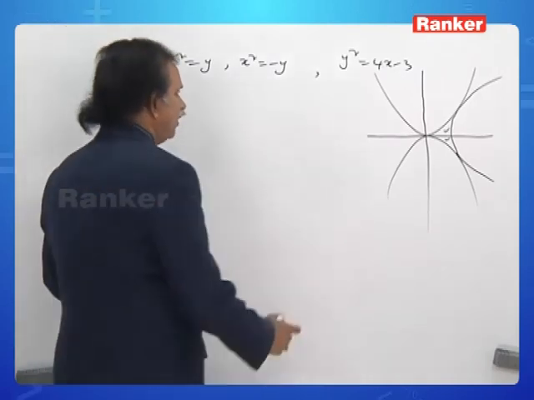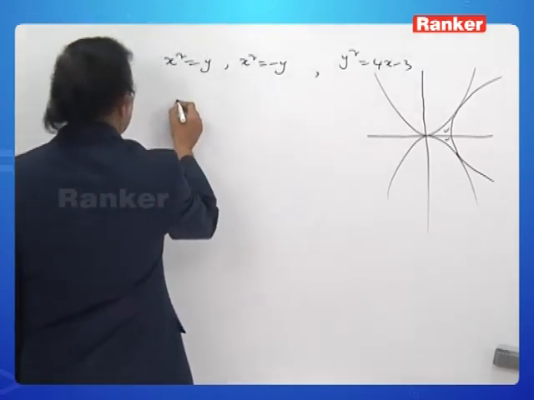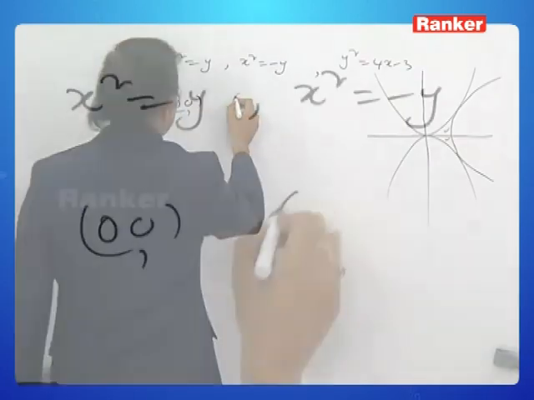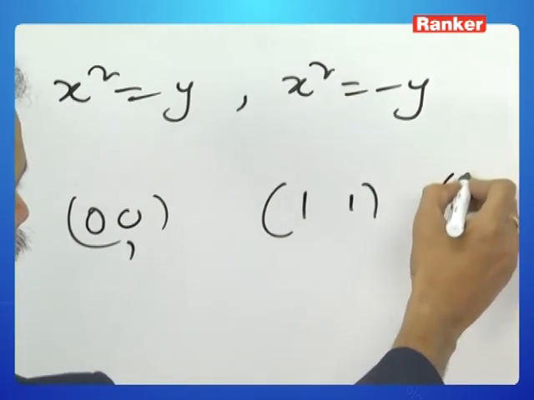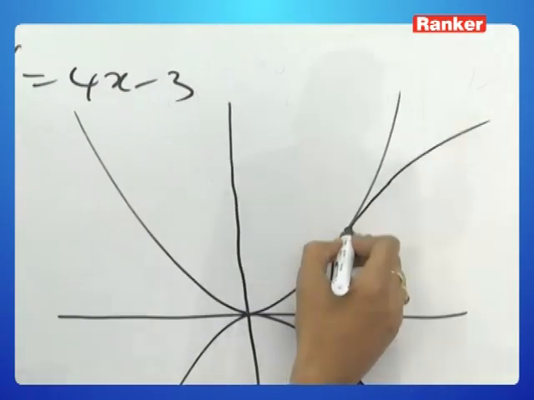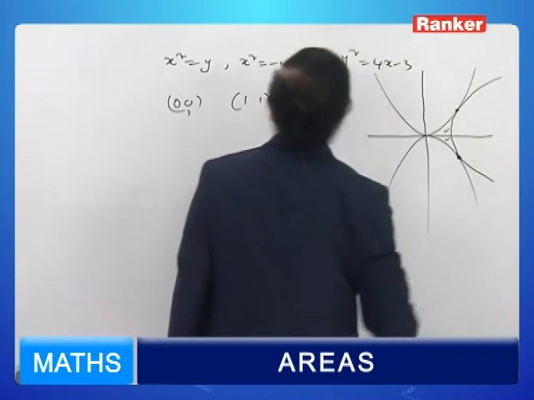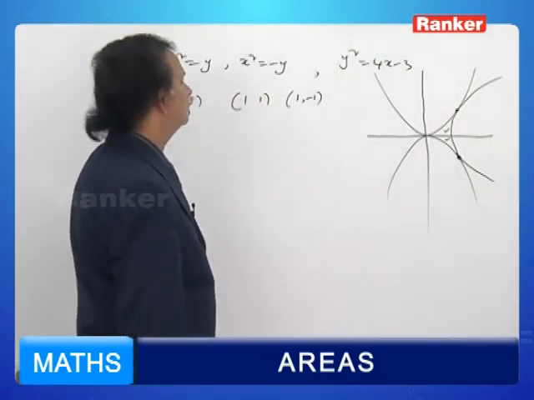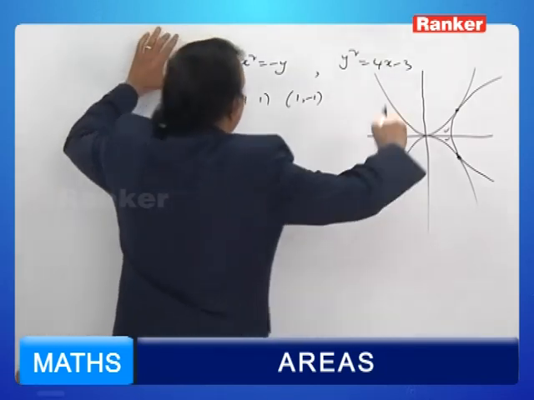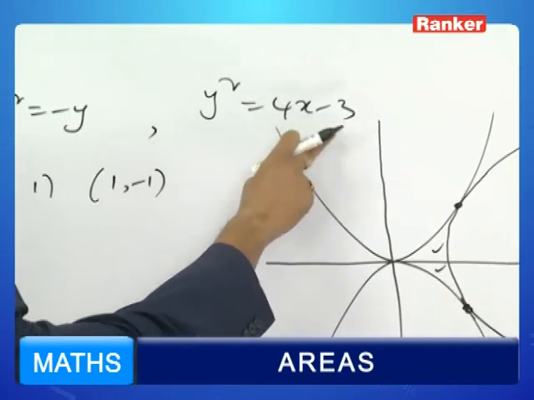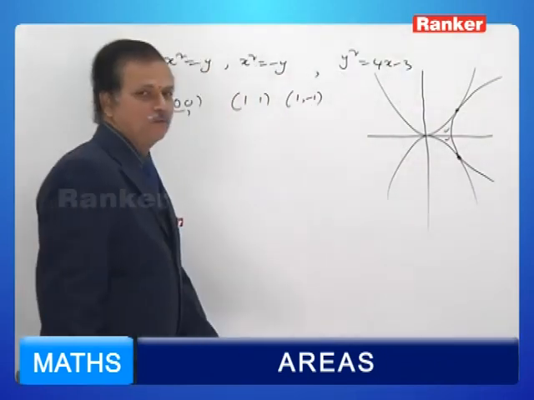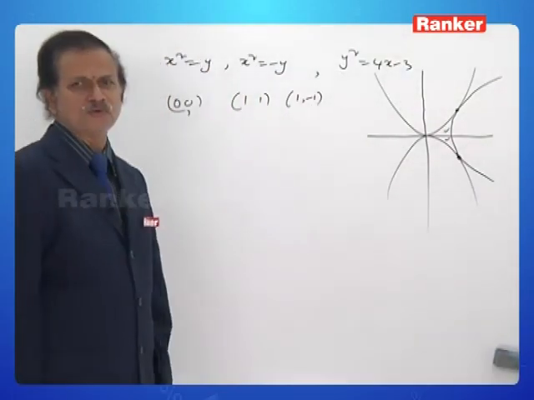What are the points? No doubt these two met at origin, and by eliminating and solving you can see that 1 comma 1 and 1 comma minus 1. This is 1 comma 1, this is 1 comma minus 1. No doubt x square is equal to y and this, where do they meet? 1 comma 1. x square is equal to minus y and this, where do they meet? 1 comma minus 1. Very simple to look at.